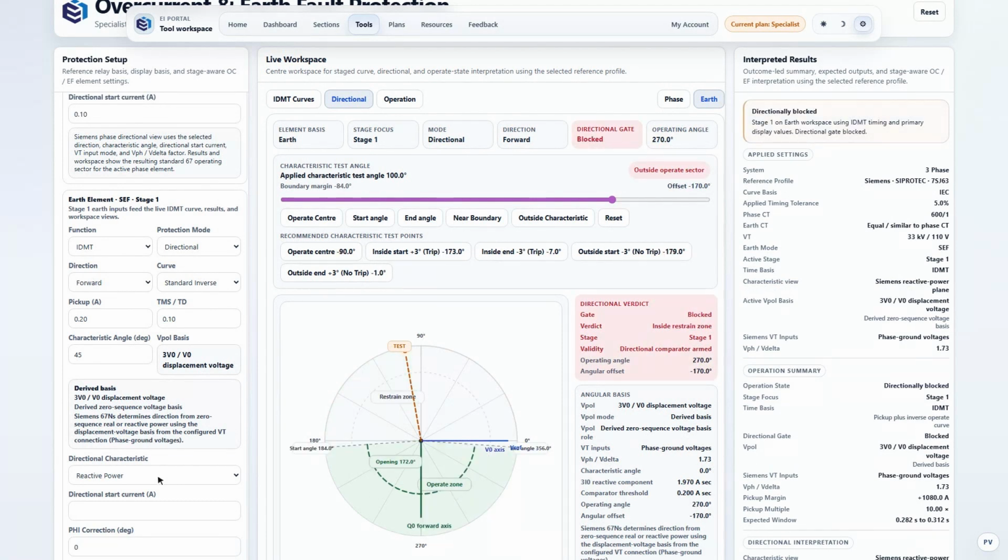To be clear about scope, this is a modeled manual-backed study and interpretation workspace, not relay firmware and not configuration software. That's exactly what makes it a strong training tool. Every behavior you just saw is live calculation on screen, not a slide deck.